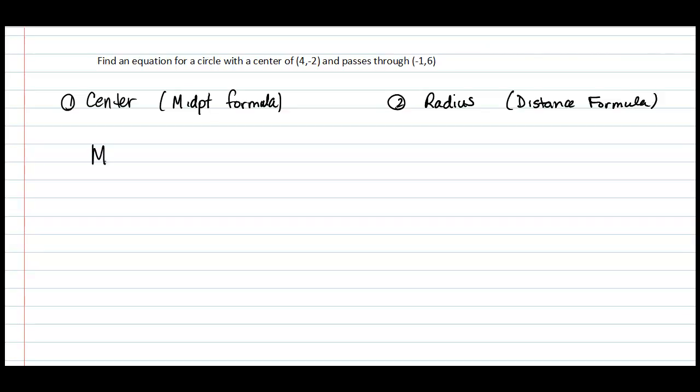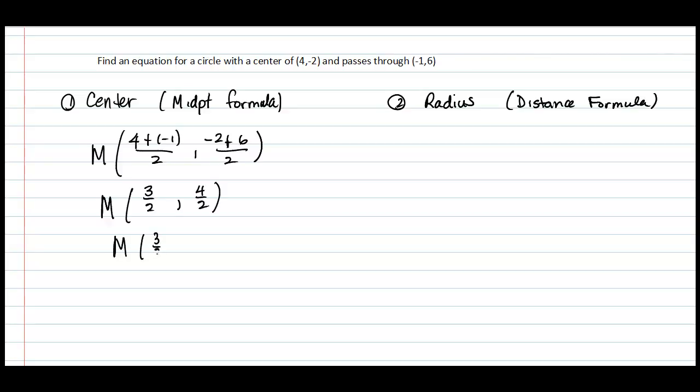The midpoint formula for this one would be the sum of 4 plus -1 divided by 2, -2 plus 6 divided by 2. So the midpoint is 3/2, 4/2 simplifies to the midpoint of 3/2, 2.